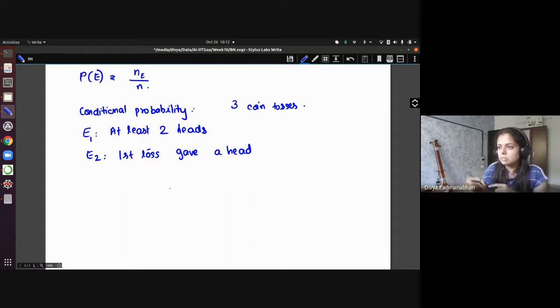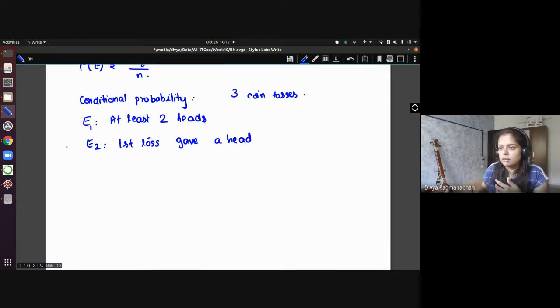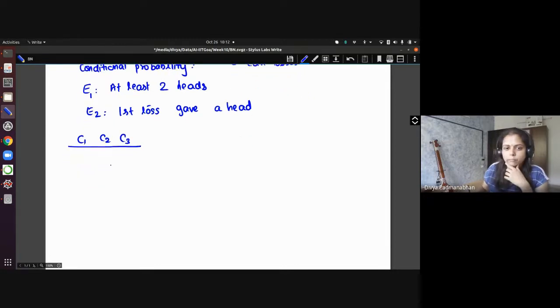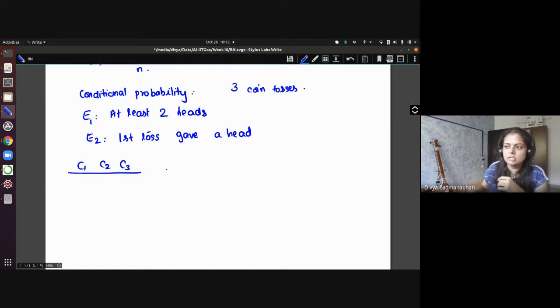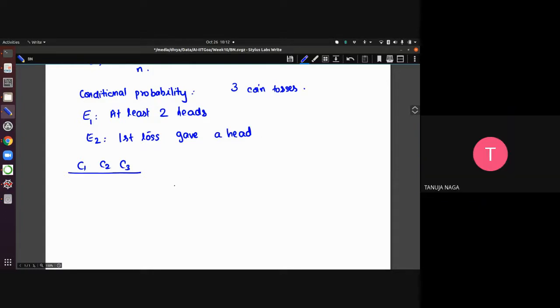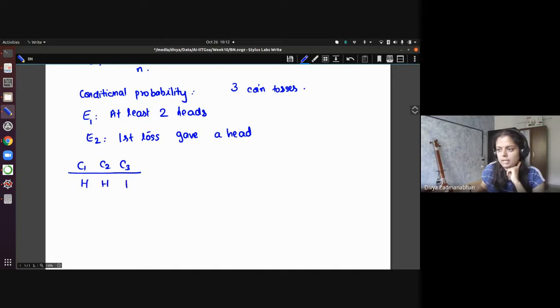So what are the possible things in your sample space? You have coin one, coin two, and coin three. C1 is the outcome of the first toss, C2 is the outcome of the second toss, C3 is the outcome of the third toss. What all can you get here? 8 possible combinations. Let's take all heads.